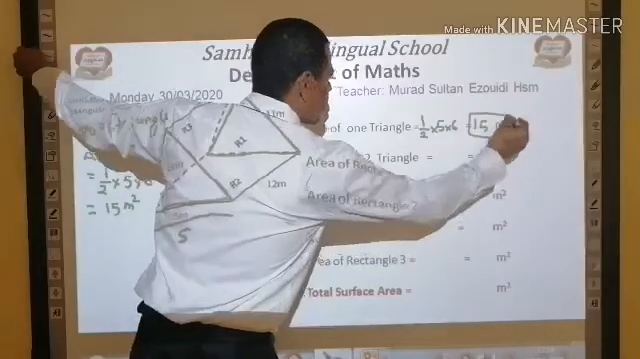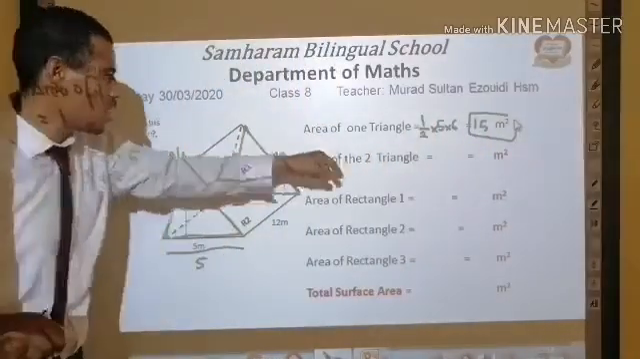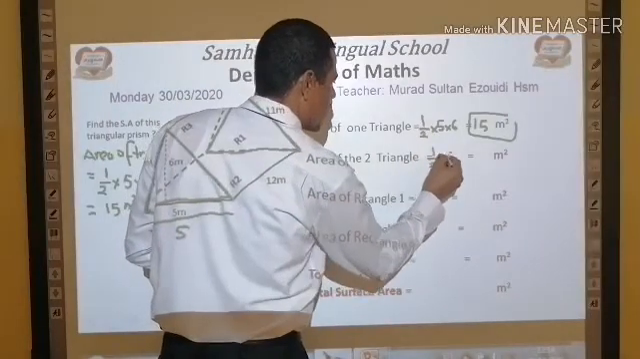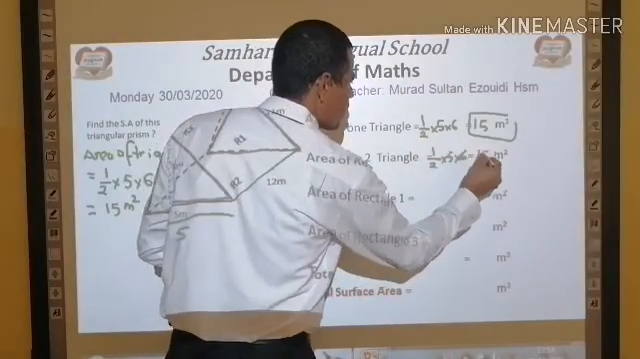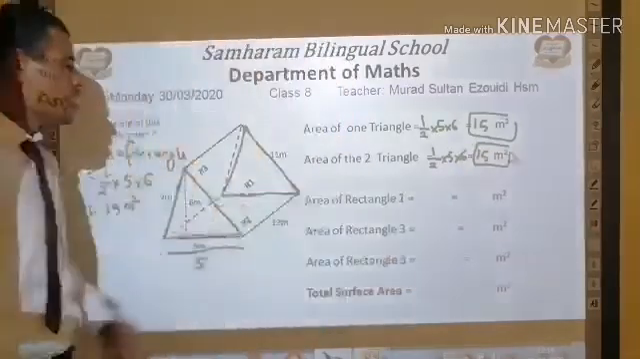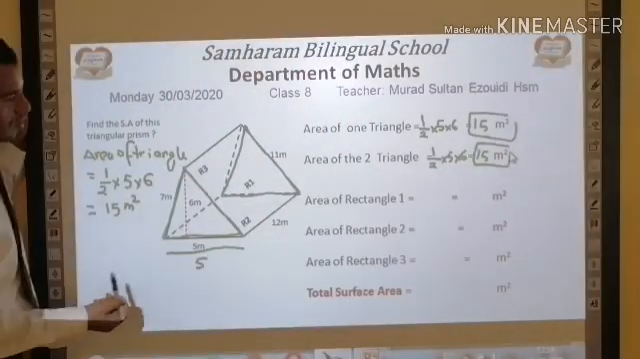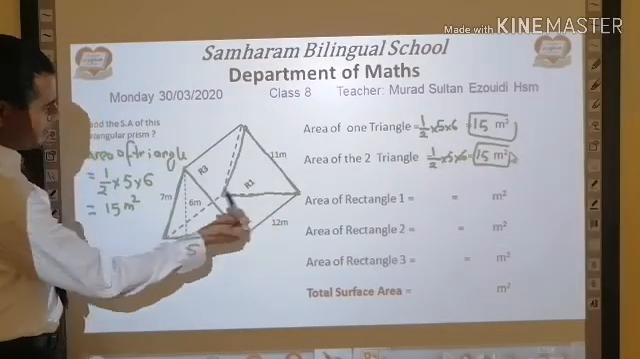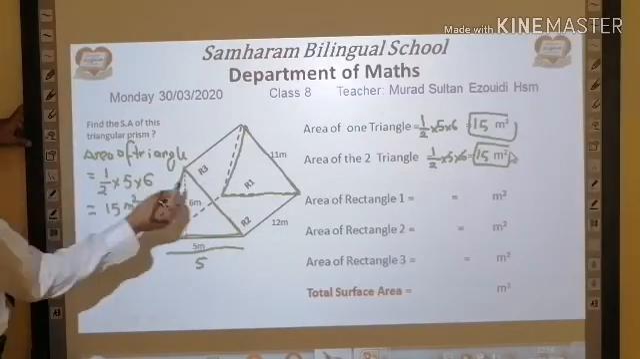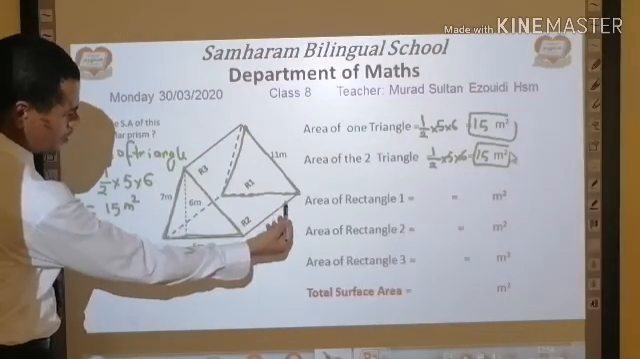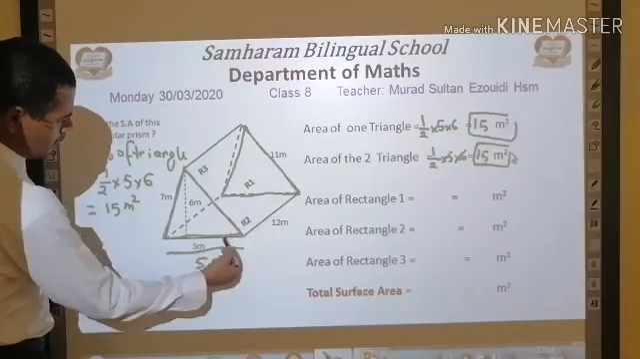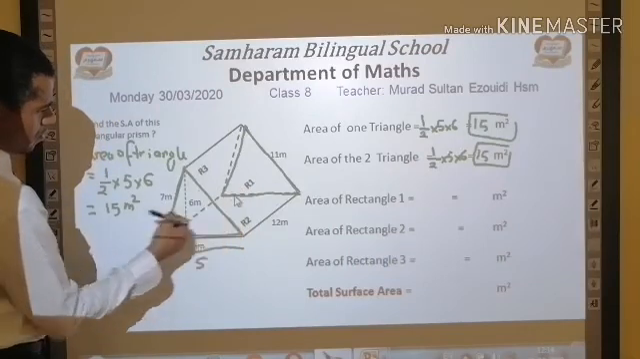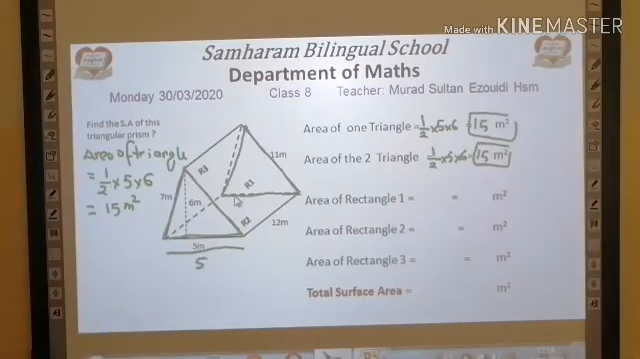But we have 2 triangles. The area of triangle 2 is the same: 1 over 2 multiplied by 5 multiplied by 6 is 15 meters square. Move to the area of rectangle number 1. This is rectangle number 1. Okay, this is rectangle 2. Rectangle 1 equals what, my kids, here?